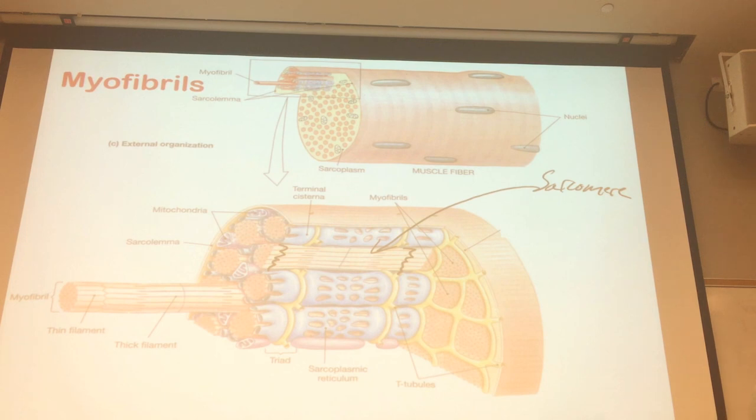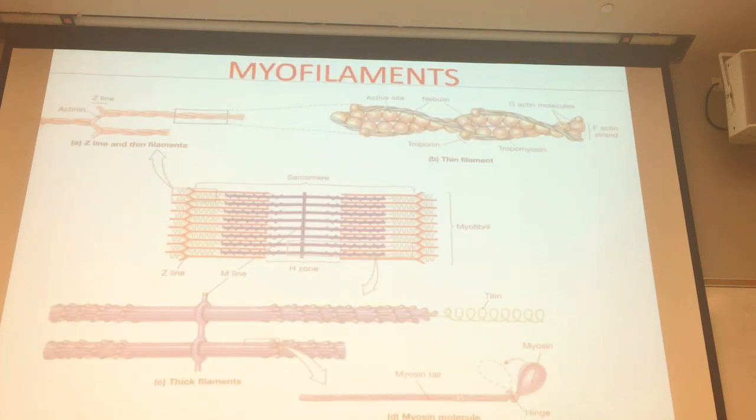Tissue. Sure, proteins, right? But the protein... Myofilaments? Yes, they're made up of myofilaments. And the myofilaments are what are made up of proteins, right? So when we're actually looking at the filaments, you have two basic types. What are they? Thick and thin. So what kind is this? Thin. That's thin. What kind is this? Thick. That's a thick filament.